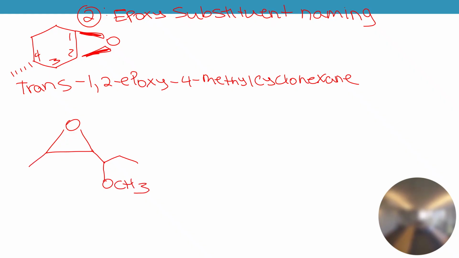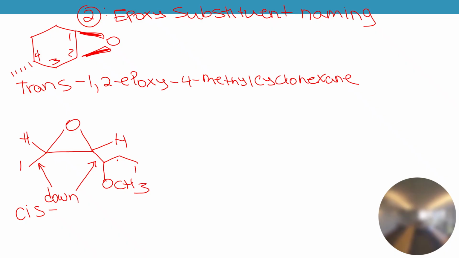So when drawn like this in this orientation, everything looks flat, but this substituent and the substituent are both down, and then the hydrogens there are both up. So this is cis, and we want to get to the epoxy sooner.